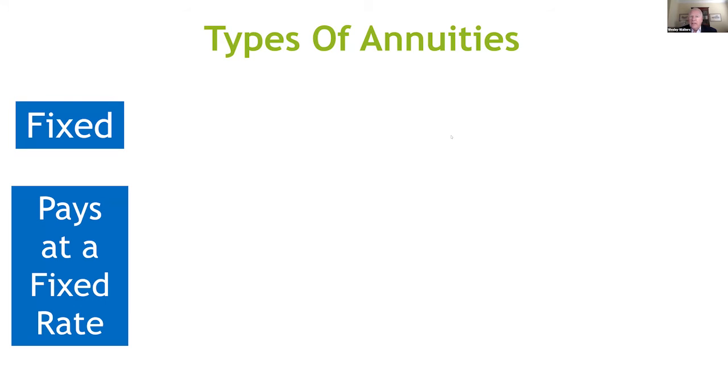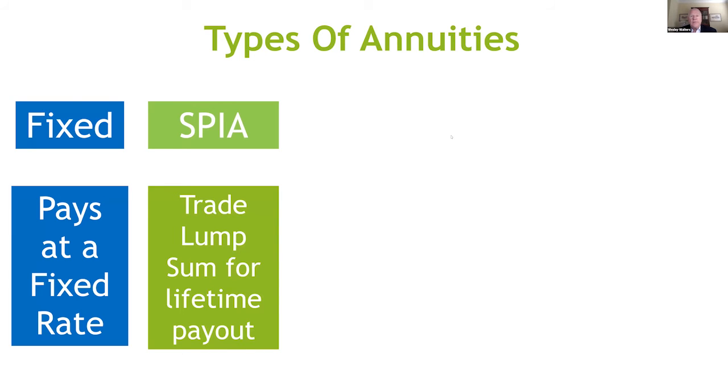So let's look at the basic types of annuities. There is a fixed annuity that pays a fixed rate of interest for a fixed amount of time. 2 years, 3 years, 5 years, 7 years. There's a SPIA, single premium immediate annuity. This, you trade your lump sum of money for an income stream.